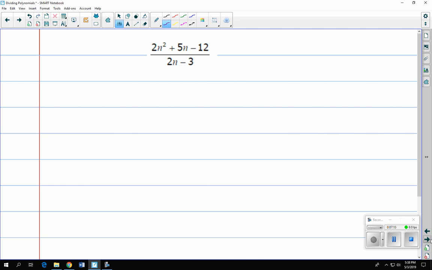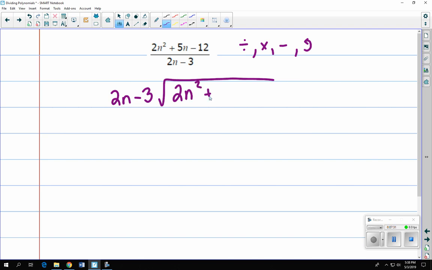Now I have a leading coefficient greater than 1. I have 2n squared plus 5n minus 12 divided by 2n minus 3. We are using the same steps: division, multiplication, subtraction, and then we're going to bring it back around. So 2n minus 3, my division of 2n squared plus 5n minus 12. So to start out, again, I'm only looking at one term, my 2n. How many times can 2n go into 2n squared? N times. N times 2n will give me 2n squared.